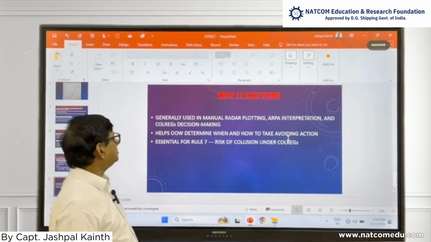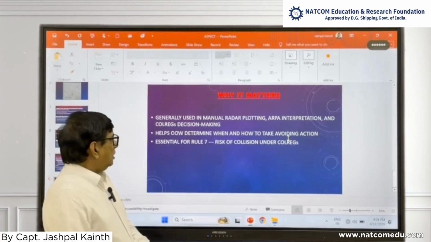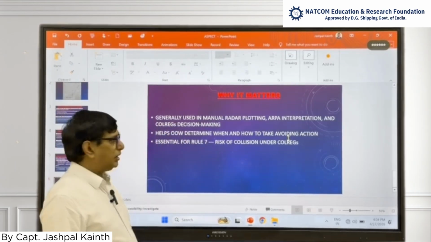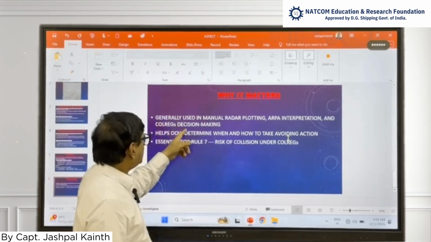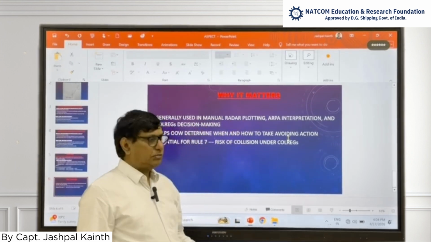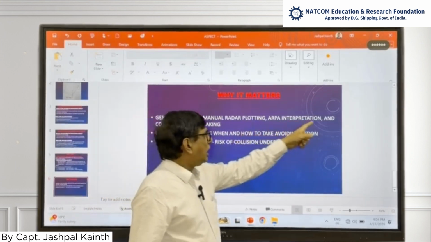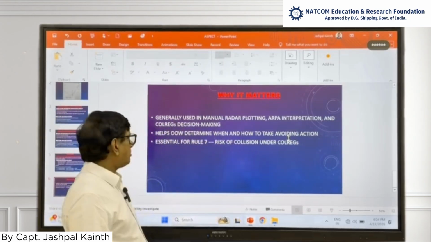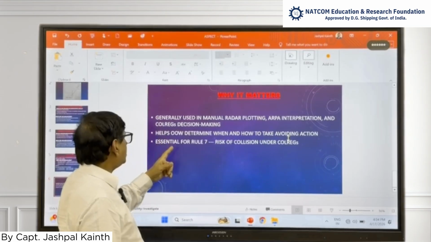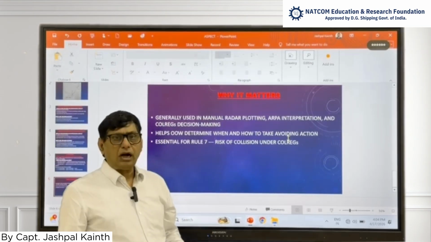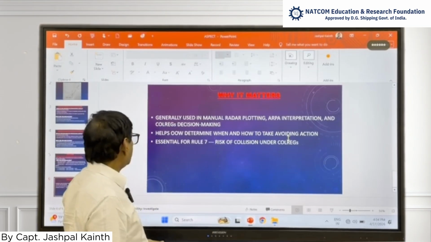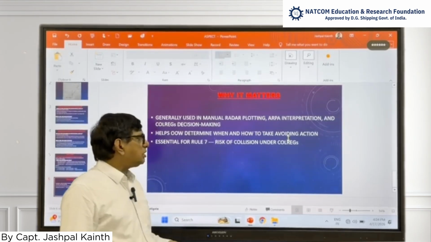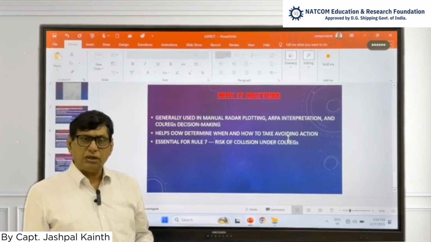And why does it matter? It matters because you are generally checking the aspect of a target when using manual radar plotting, ARPA interpretation and collision regulation decision making. This helps the officer on watch to determine how to take avoiding action. That means essentially for Rule number 7, where risk of collision under the collision regulations exists.